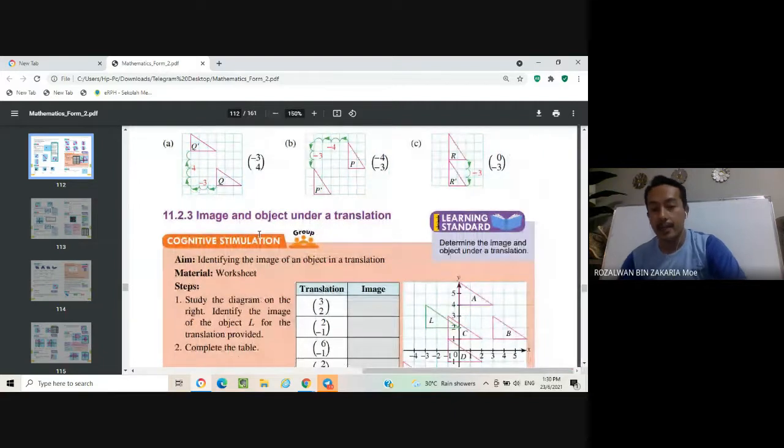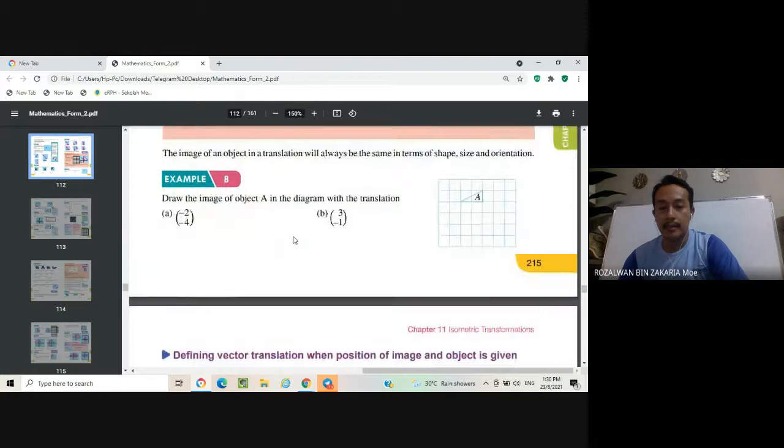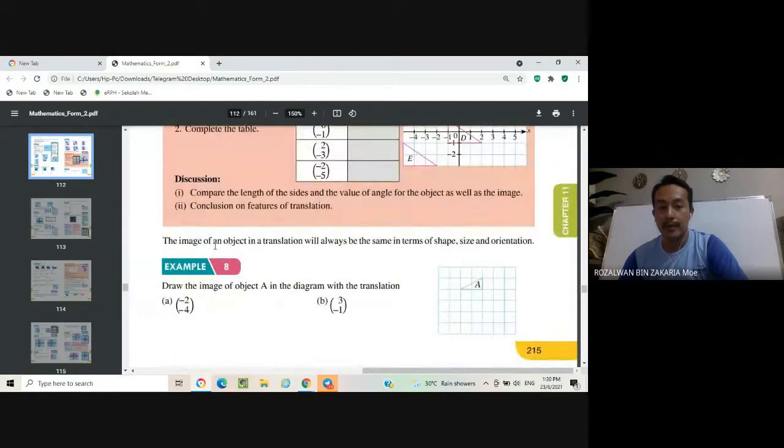Okay, image and object under translation. The image of an object in a translation will always be the same in terms of shape, size, and orientation. This one you have to understand for the translation.